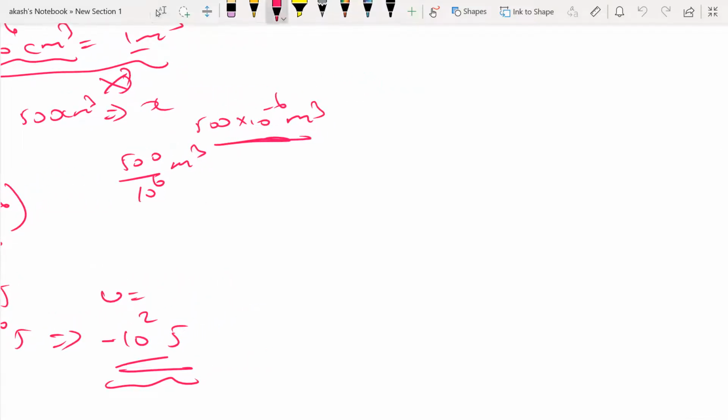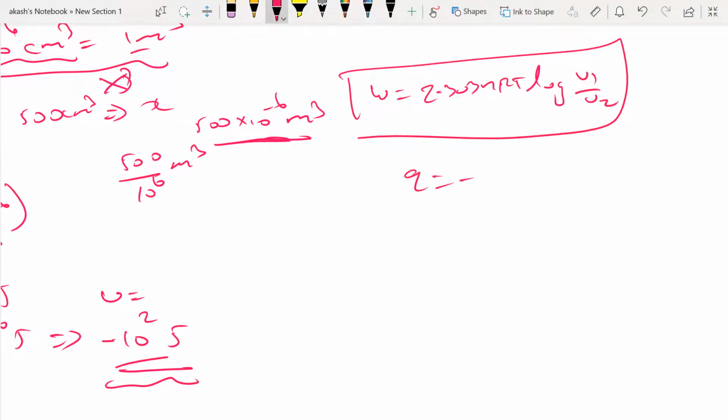So by this time, you're going to have at least figured out what the formula is. W is 2.303 nRT log of V1 by V2. And obviously Q and W are negative to each other.